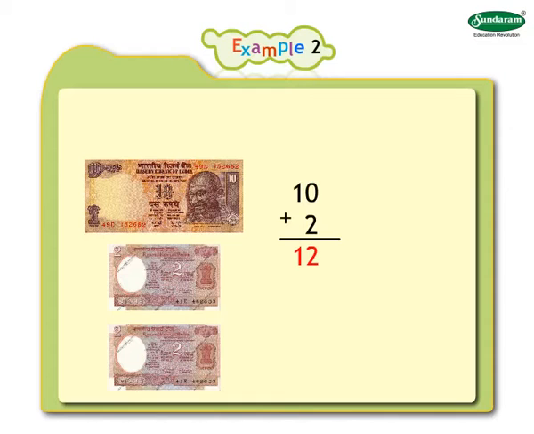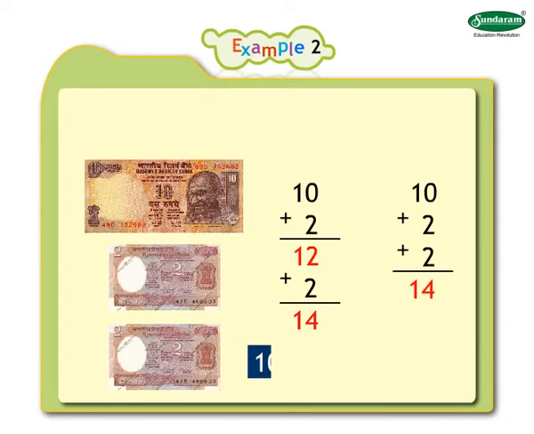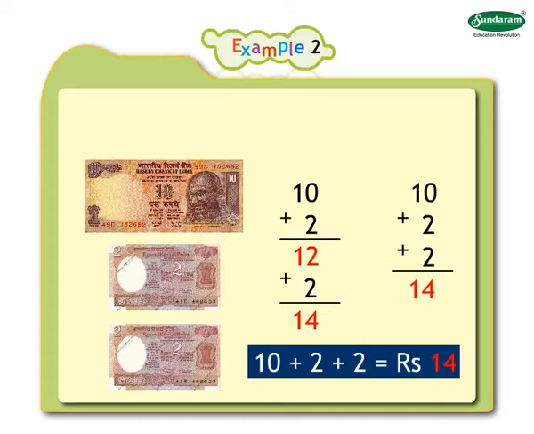The remaining 2 will be added to 12. That is 12 plus 2 is equal to 14. Hence, taking all together, 10 plus 2 plus 2 is equal to 14. The answer is 10 plus 2 plus 2 is equal to rupees 14. Similarly, the other examples shown can be evaluated.